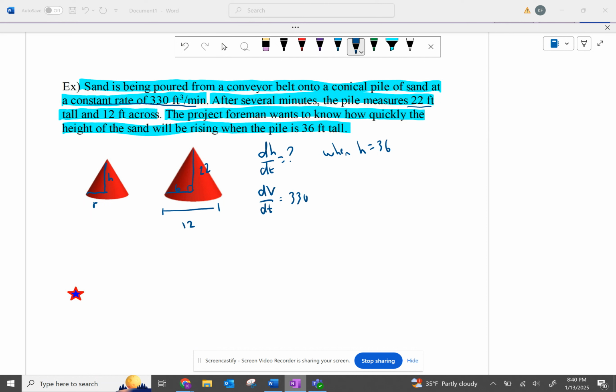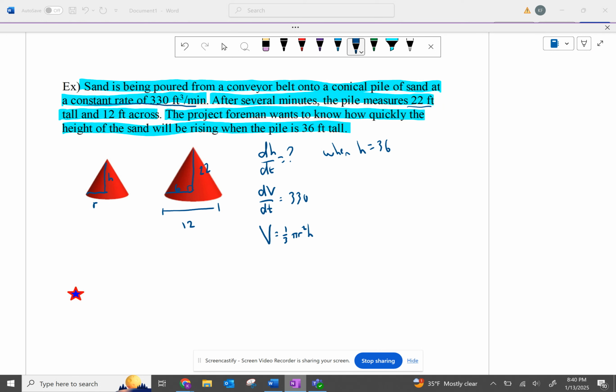What is my formula that relates volume to height? And simple enough, the volume of a cone is 1/3 pi r squared times height. Now here's an issue we just ran into: if I take the derivative, the radius is not a constant, nor is the height. As you keep pouring sand, the radius is getting bigger and the height's getting bigger.